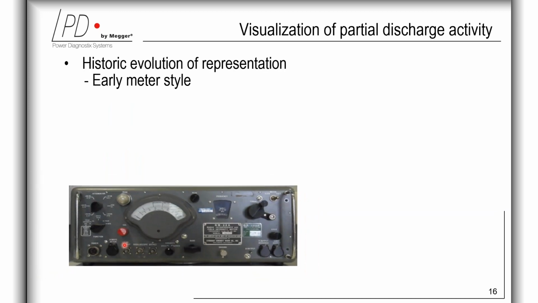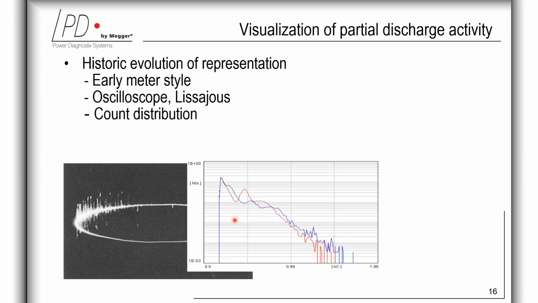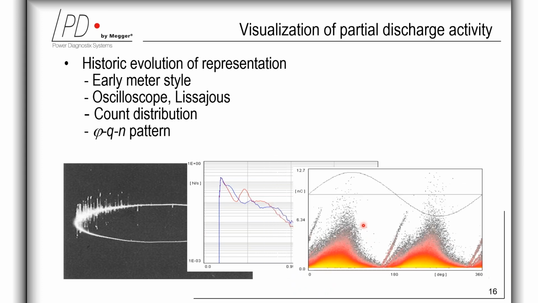So, visualization of partial discharge activity. I'm talking about the early PD detectors. They were based on disturbance measurement receivers, and many of them were equipped with speakers or even headphones. And this is a picture of one of the early instruments. And this figure is called an ellipsoid Lissajous, used to indicate the phase position of the PD activity. And here, this graph is showing typical count distribution.